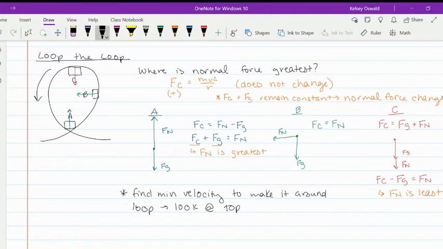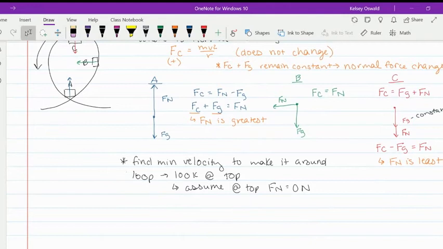Okay? And if you're trying to find as slow as you can possibly go, if we look at our free body diagram, your force of gravity is not going to change. That is constant. It's your normal force that we can change. So if we want a small value, we're going to assume at the top, our normal force is equal to 0.